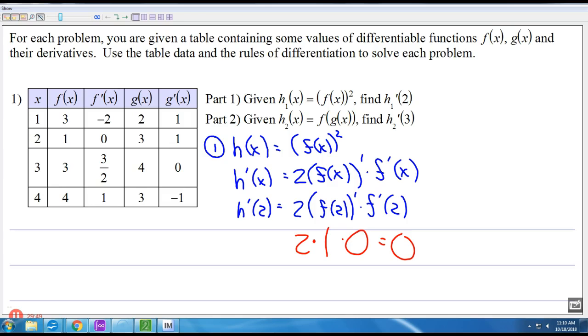Second one is a little bit trickier. Not too bad. Can I erase this? Am I still right?